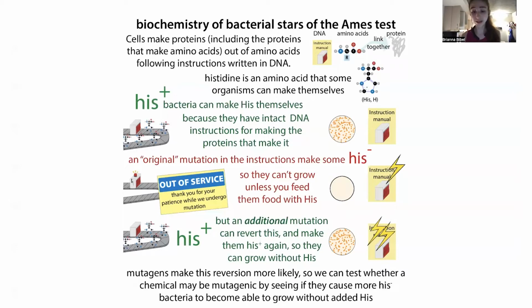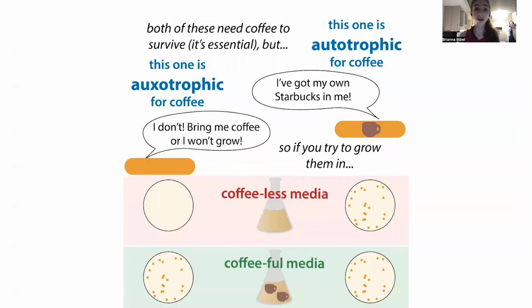We'll get more into the details about the types of bacteria that are used. They're typically some sort of Salmonella that is made harmless to you, and also deficient in repair and that sort of thing. So you take these cells. These cells normally can make histidine, because they're intact, with the DNA instructions for making it. And when something can make something it needs, we call it autotrophic.